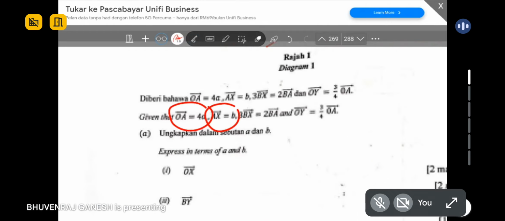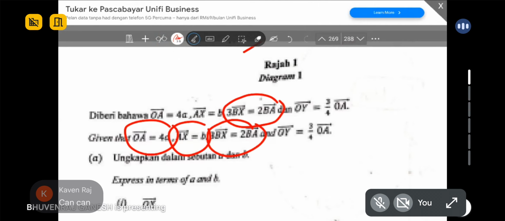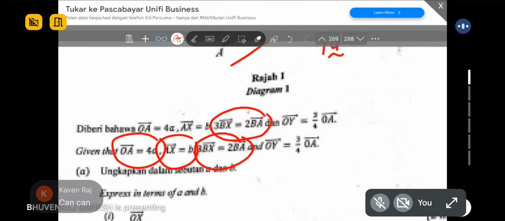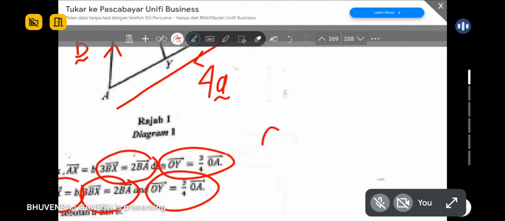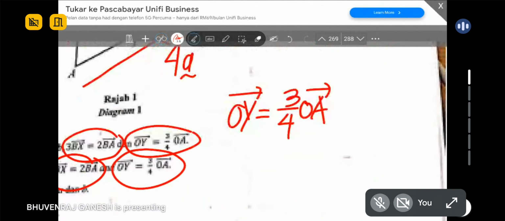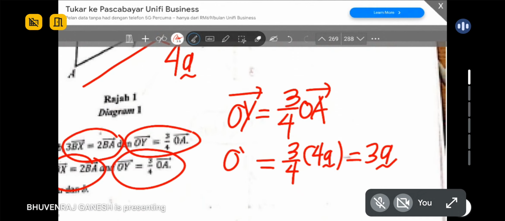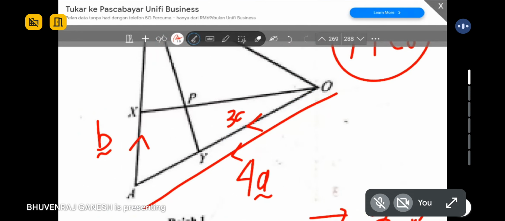Then you answer the questions I ask. AX equal b. And now they give a ratio. Nisbah. 3BX is 2BA. OY equal to 3 over 4 OA. So you can solve this, right, guys? OA you have the answer, right? 4a. So kamu gantikanlah. OA equal to 4a. So the answer is 3a. Maksudnya, OY is equal to 3a. Correct?